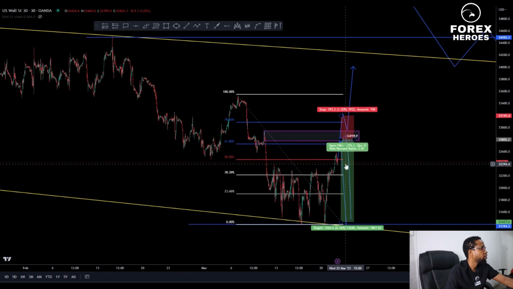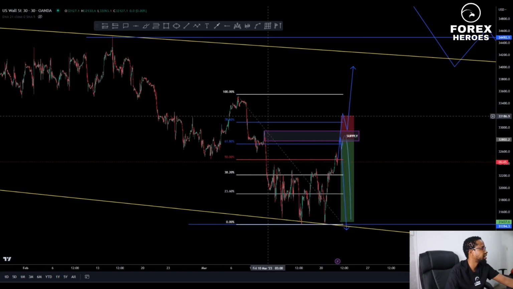So make sure you are able to understand the difference in how Nasdaq and US30 move. You have to make sure you practice as much as possible so that you don't get stopped out prematurely.